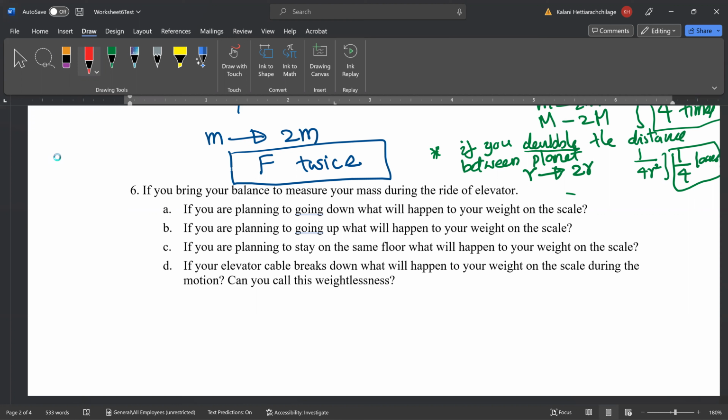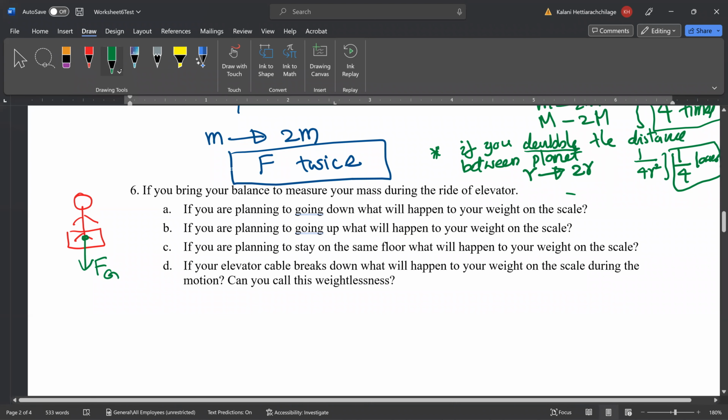Let's understand that first. If you bring the balance to the elevator and stand on it, there are definitely two forces. What are the two forces acting on this object? Everybody knows this is the force of gravity, and also there is a normal force.